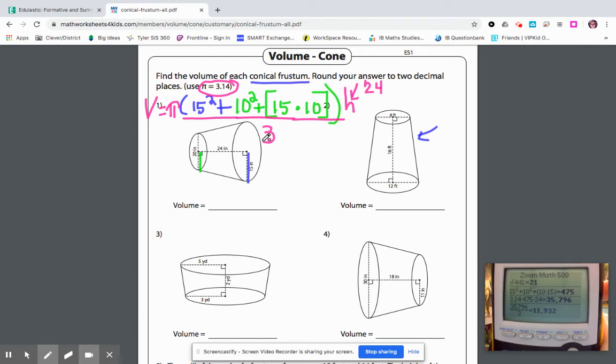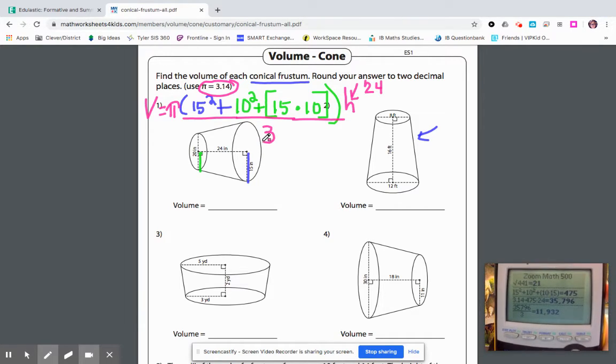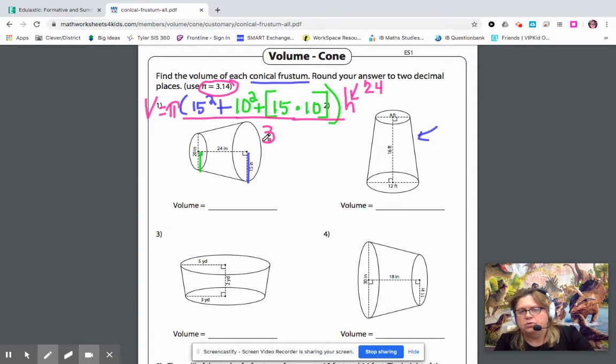And so the volume for our shape is going to be 11,932. And that will be in inches. So our answer to this question is 11,932 inches cubed. There we go, inches cubed.